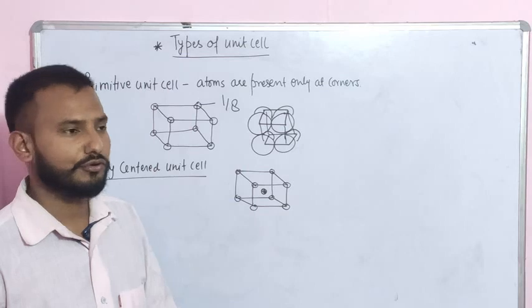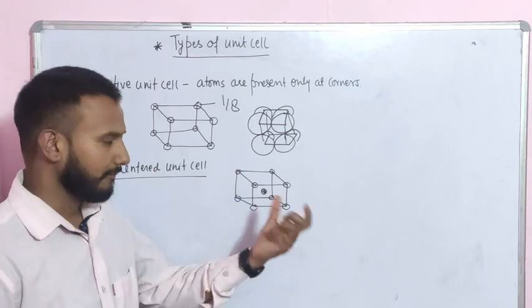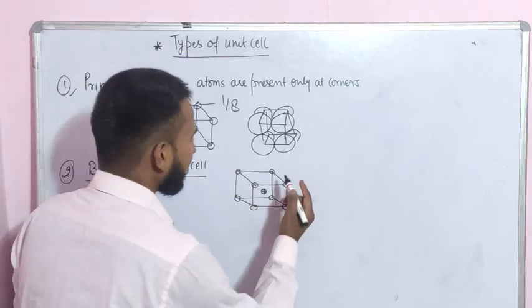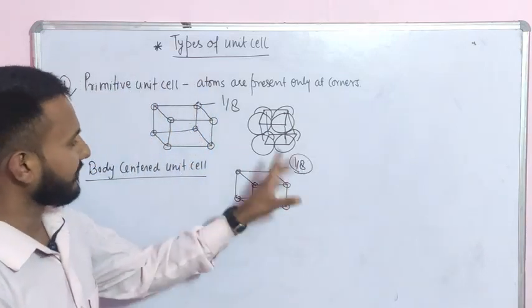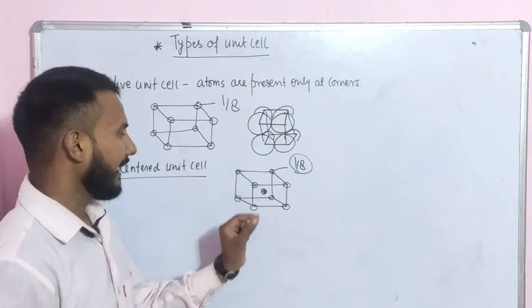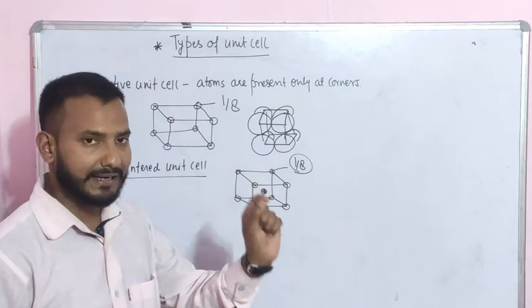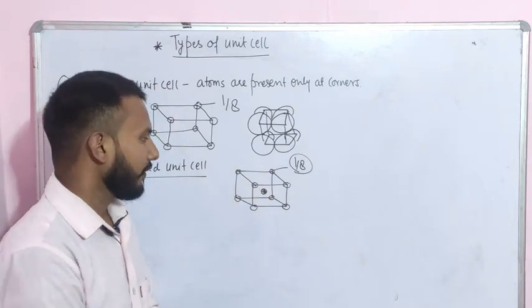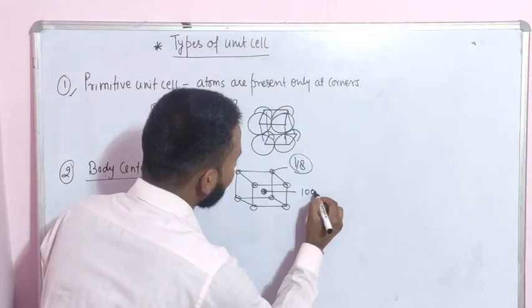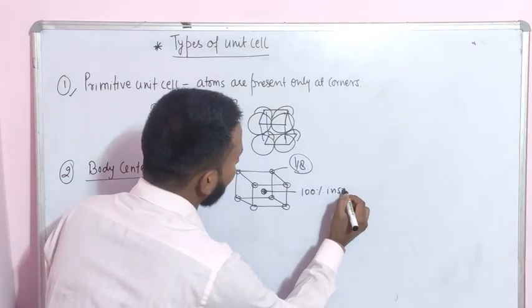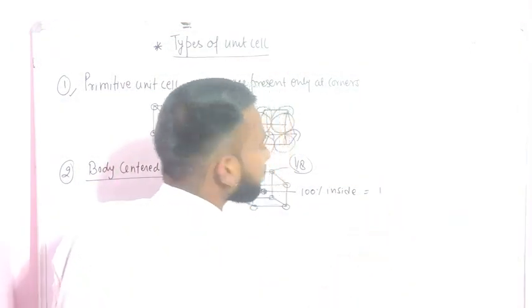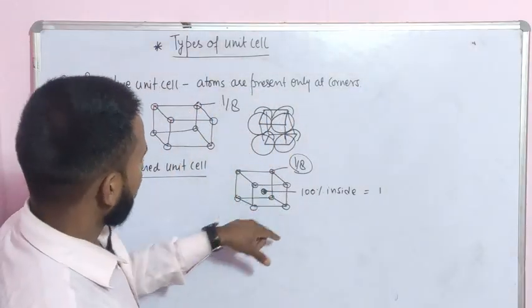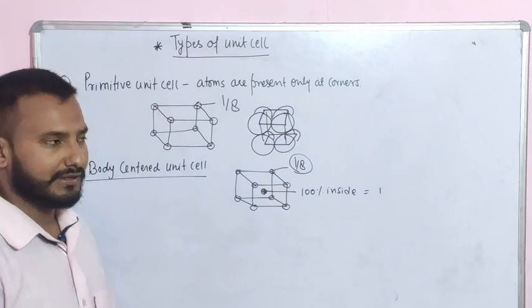So what is the contribution of a body centered cubic unit cell? The atoms present at the corners will each contribute 1 by 8. All the atoms at the corners will contribute 1 by 8, and the atom present at the center of the cube or the body will be 100% inside. It will be 100% inside the body, meaning its contribution will be 1. So this is the body centered unit cell.